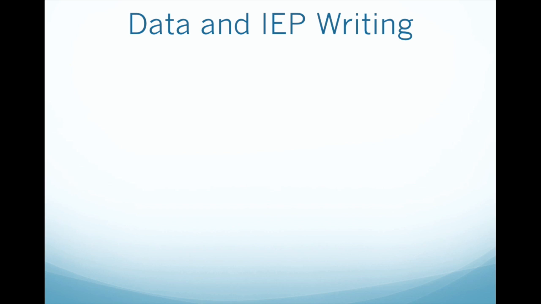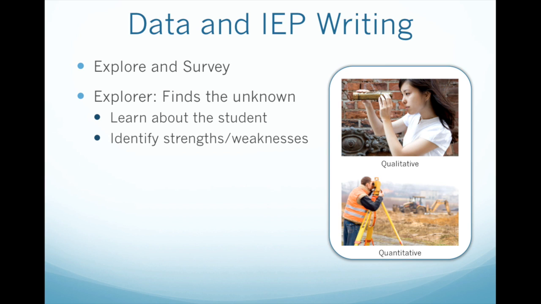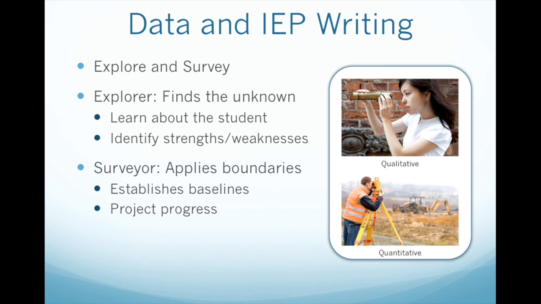When you look at the process of data and IEP writing, it's a relationship between exploring and surveying, and it makes me think of a literal explorer and surveyor. When we meet a student for the first time, we go into a lot of qualitative data collection. We learn about them, their preferences, their interests, what do we need to know about how they learn, and from that, we identify their academic and functional strengths and weaknesses. Once we've identified those strengths and weaknesses, we have to go in with quantitative data to apply boundaries to our education plan. We will gather data to produce a baseline and use those baselines to project their progress through the year.